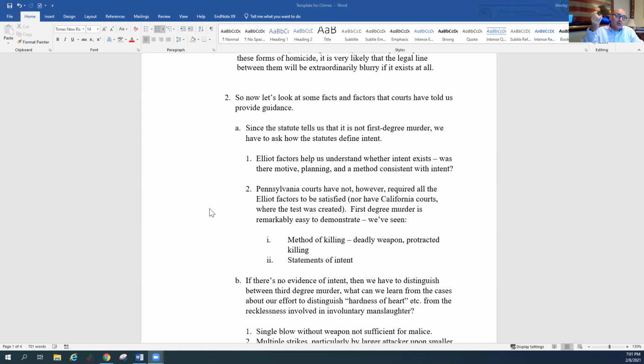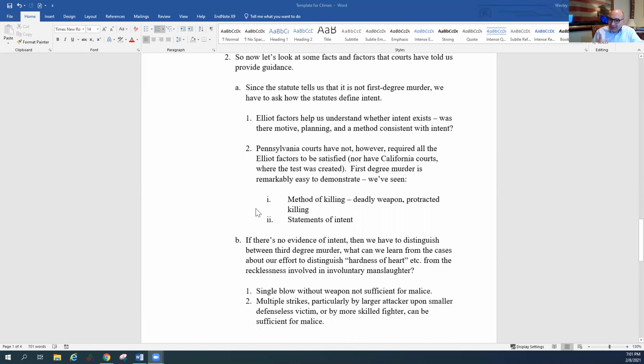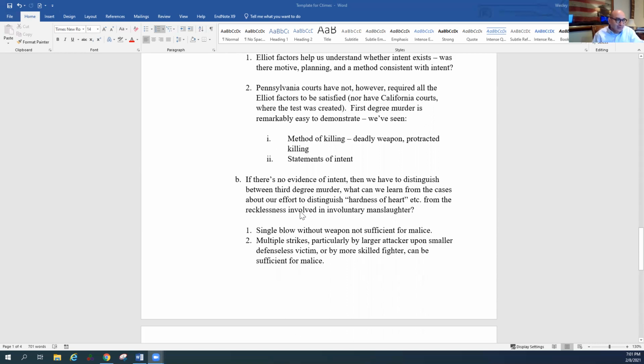And so then we look at the specific facts of cases to determine whether the intent to kill has been satisfied. And we discover that something much less onerous is required of the prosecution to show the intent to kill. The method of killing can itself show the intent. Deadly weapon, protracted acts of killing, strangulation, for instance, drowning. And then the mere statement of intent, I'm going to kill you, can be sufficient. Even though we don't really think a whole lot can be gleaned from that, particularly in the heat of combat. At least not a lot of protracted thinking.